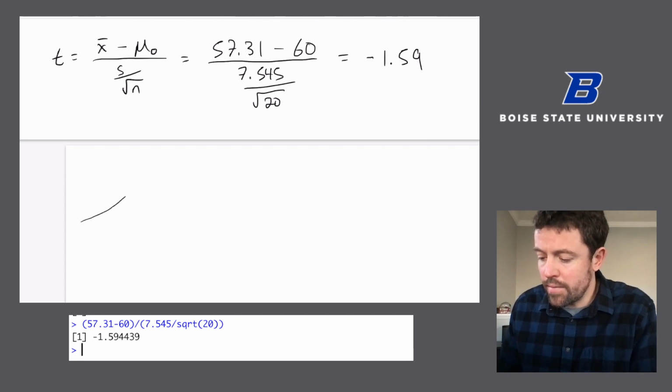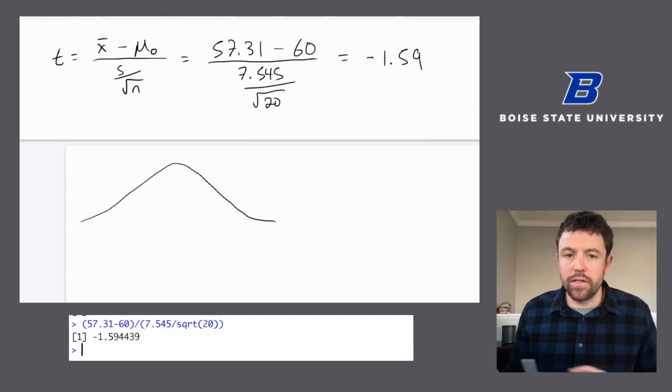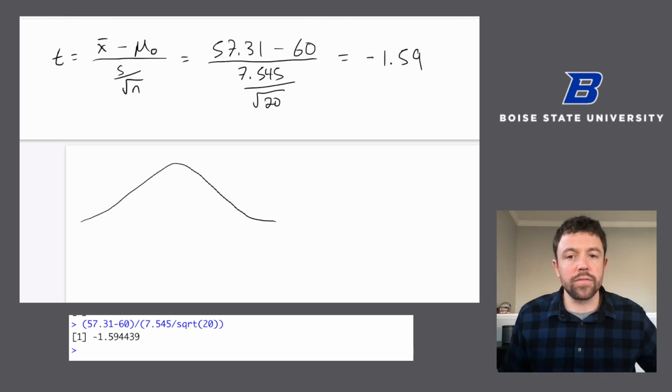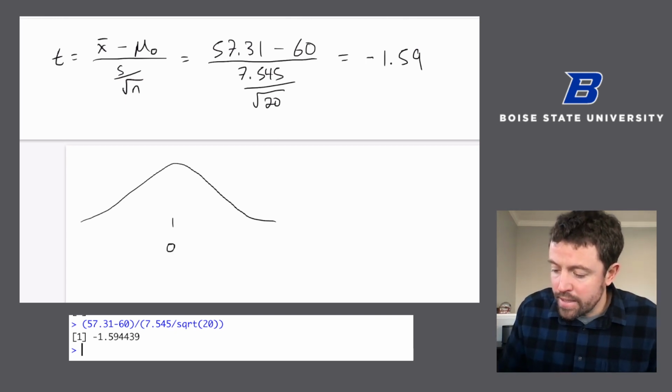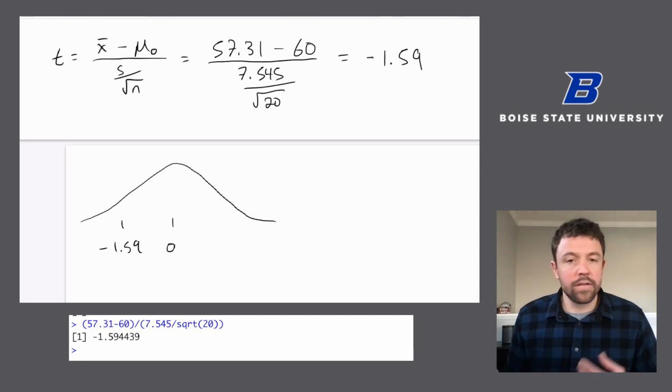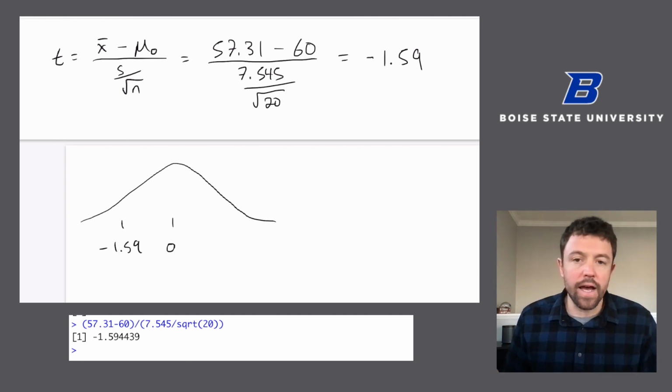And so I'm going to draw a picture, and the t-distribution looks visually like a normal distribution. It's a different shape. The tails are a bit fatter, but I just need to draw some sort of bell curve and a 0 in the middle, and that puts my t-value down here. The average t-value is 0. The one I got was minus 1.59.